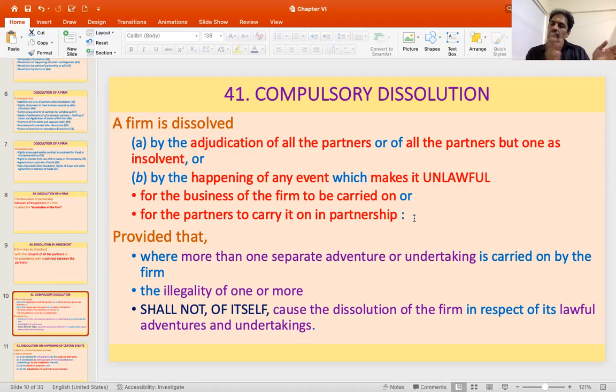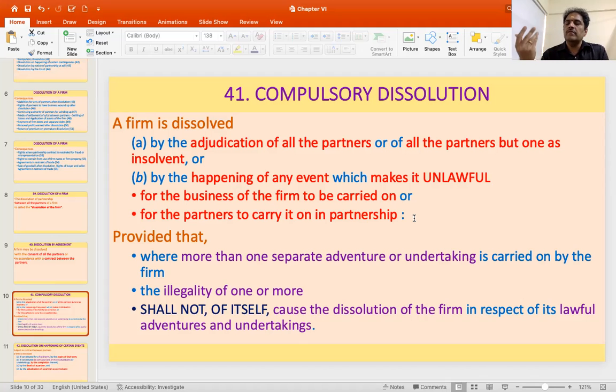So imagine that it is doing the business of selling liquor, parallelly it is having a shop which sells this chivda and other things also, which is used for munching. So when the liquor business is indicated to be prohibited, then automatically the liquor business has to be closed. But that does not mean to say that this chivda business also is supposed to be closed. So that business can continue. So the illegality of one or more shall not of itself cause the dissolution in respect of its lawful adventures or undertaking. So the lawful adventure of selling these snacks is not something which has been prohibited or which has been prohibited from being carried out in the form of a partnership.